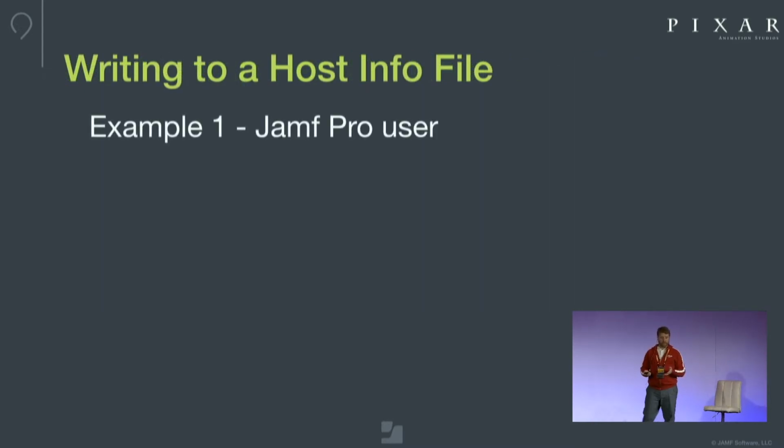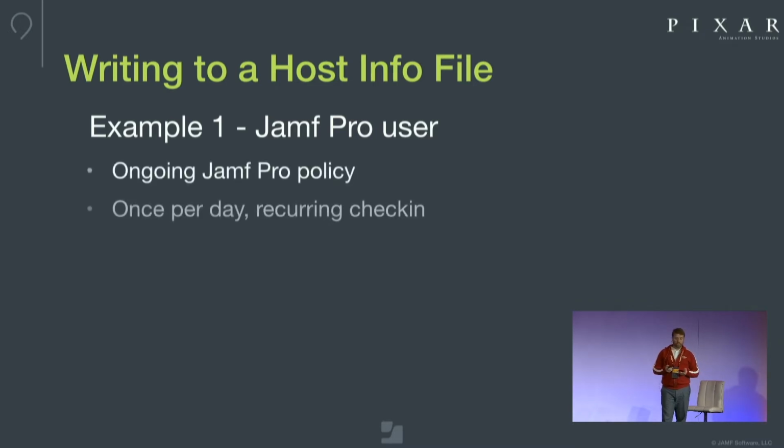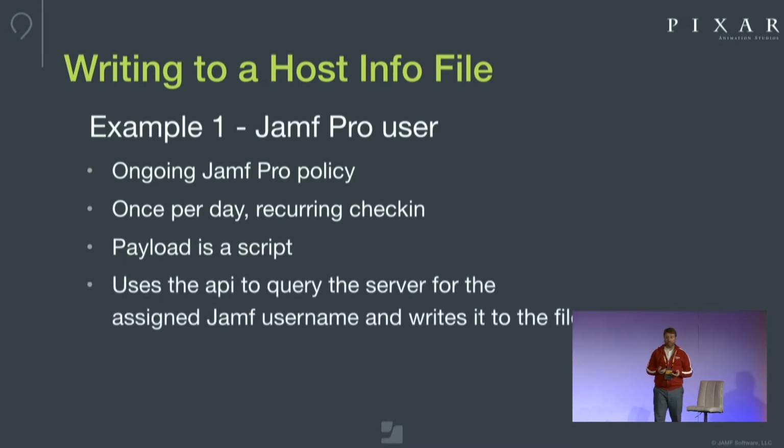And so we've been reading from the API with defaults and PlistBuddy, and we can write to your host info file with the same kinds of tools. Let's say in this case, we want to cache that Jamf user to your host info file. In the previous example, that was Buzz. We would, as an example, use a Jamf Pro policy running once per day, checking at the check-in trigger. And the payload would be a script. And that script would use the API to query the server for the assigned Jamf username and write it to the file.